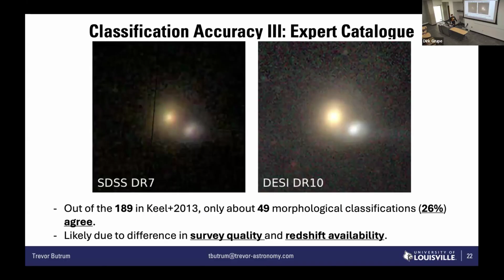I also compared it to Dr. Kill's catalog. Out of the 189 that were actually overlapping with his catalog, we had about 49 that actually agreed with his catalog. So this seems like a really low number of agreement. But I believe this difference is because of the survey quality, and he actually had access to redshifts. So that could explain different classifications. And I tried to provide an example here, but it's a little hard to see. You can see SCSS in comparison with DESI, SCSS is like a blob. And with DESI, it's really easy to see the features as well.